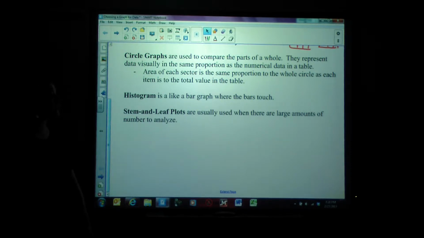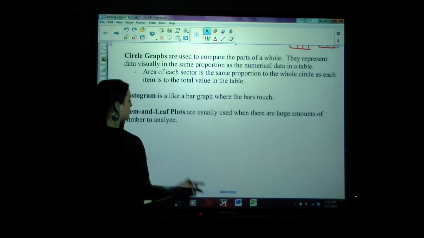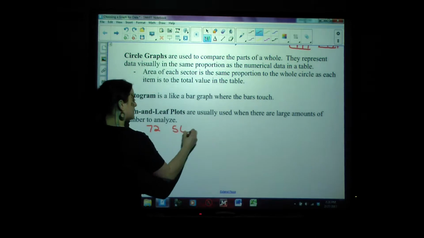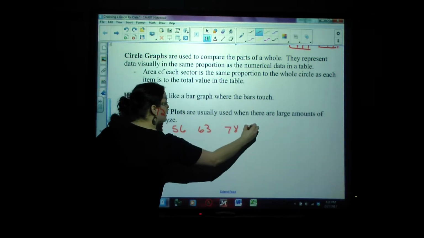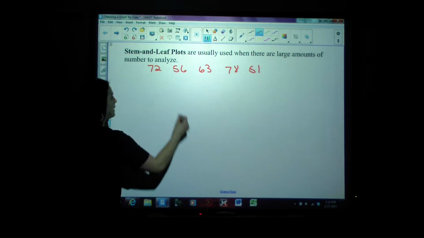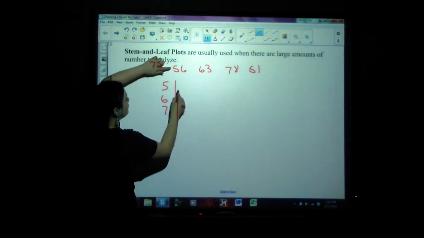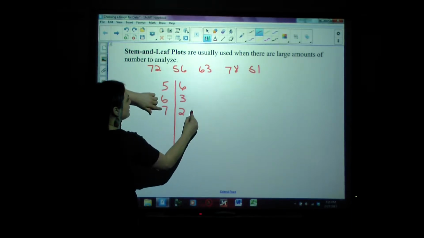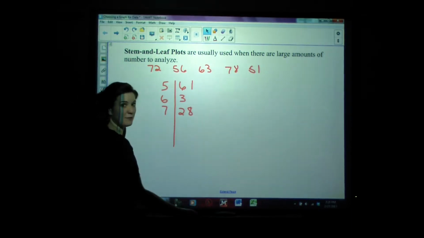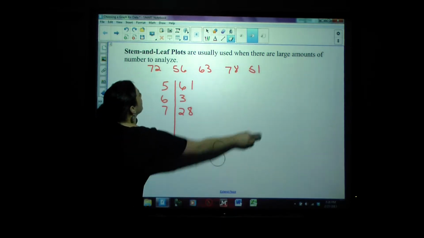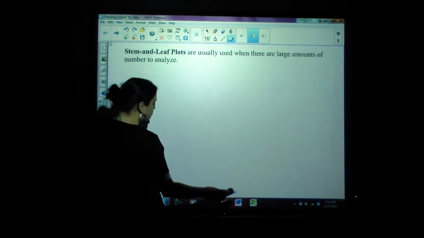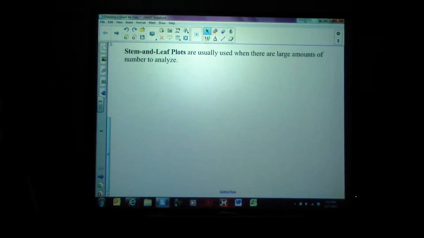Stem and leaf plots. Stem and leaf plots, that's where you'd be given data like 72, 56, 63, 78, 51, and you make the whole stem and leaf, you'd have your 5, 6, 7, so 72, 56, 63, 78, 51. That's a stem and leaf plot, just in case you forgot. Those stem and leaf plots are great when you are analyzing large amounts of numbers. So when you have a lot of data coming in, stem and leaf plots are the one to choose.